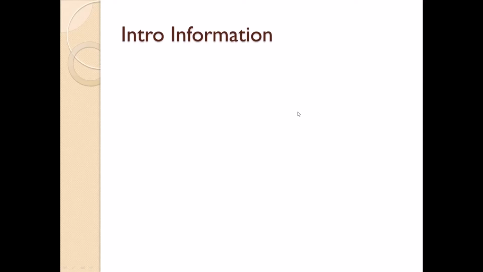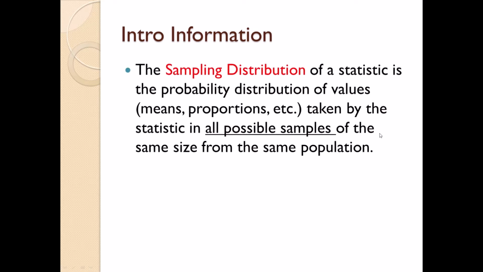All right, so our intro information is that a sampling distribution is a distribution of a statistic. It's a probability distribution. It's made up of means or proportions or chi-square or a number of different things. Today we're dealing with means and proportions. This is going to be taken by the statistic x bar or p hat in all possible samples of the same size from the same population.